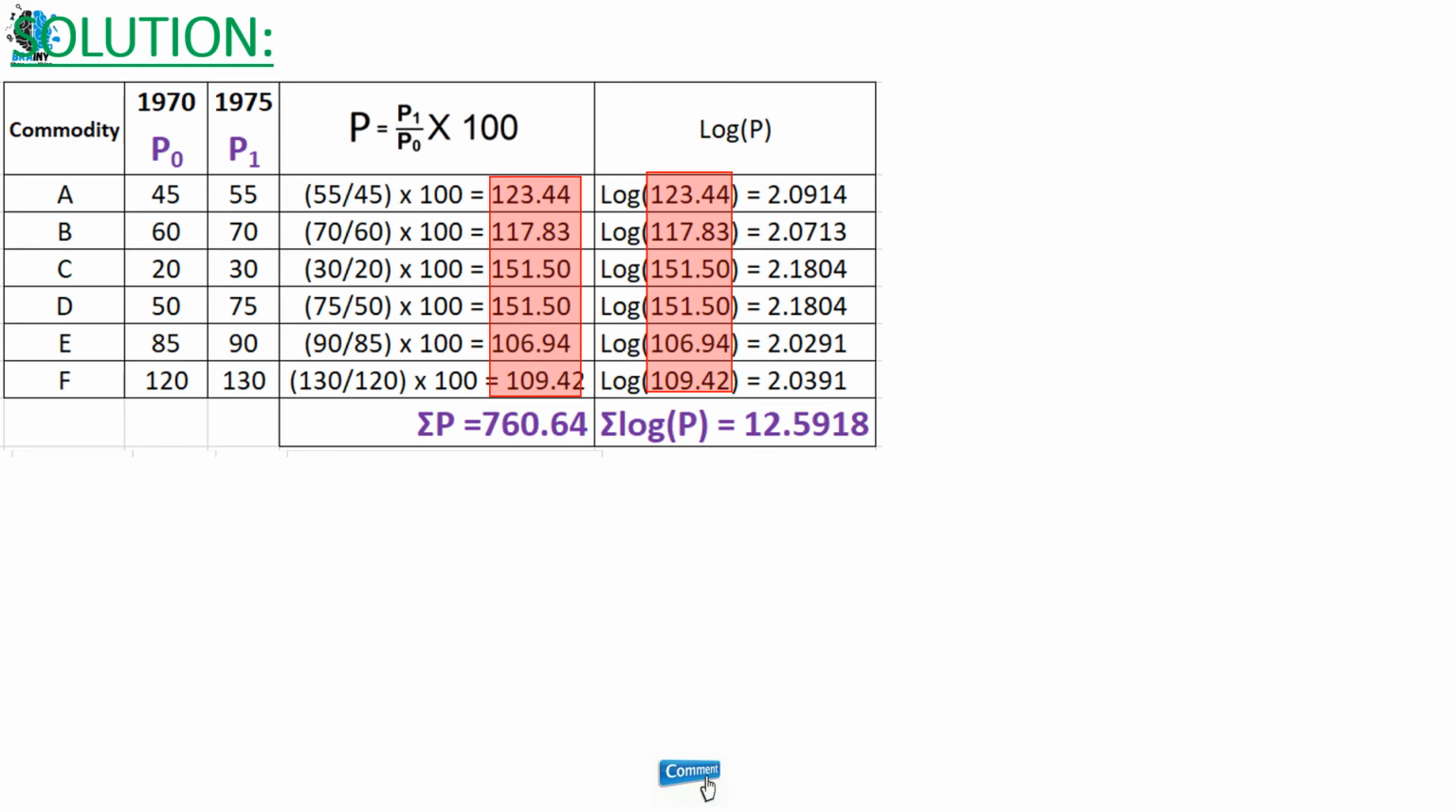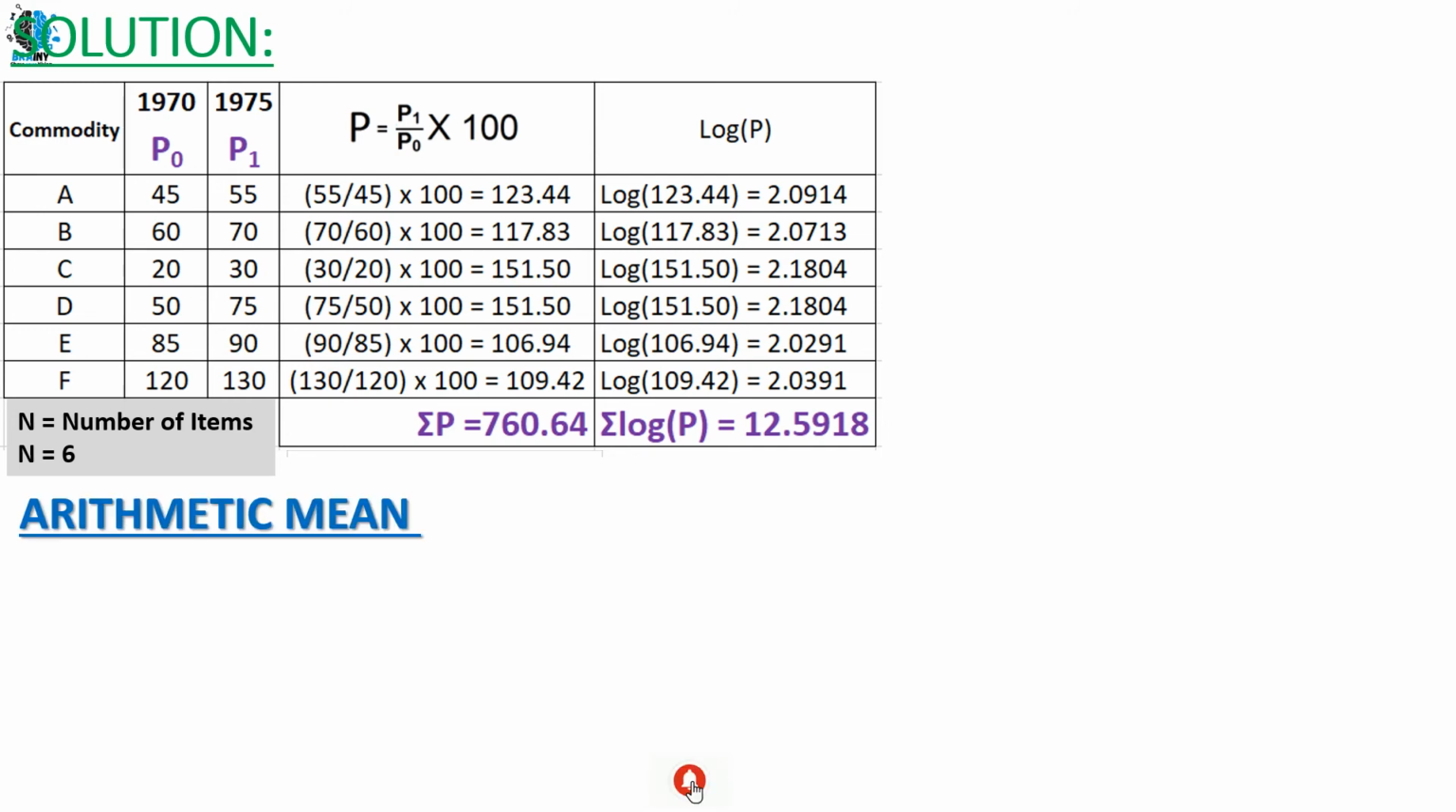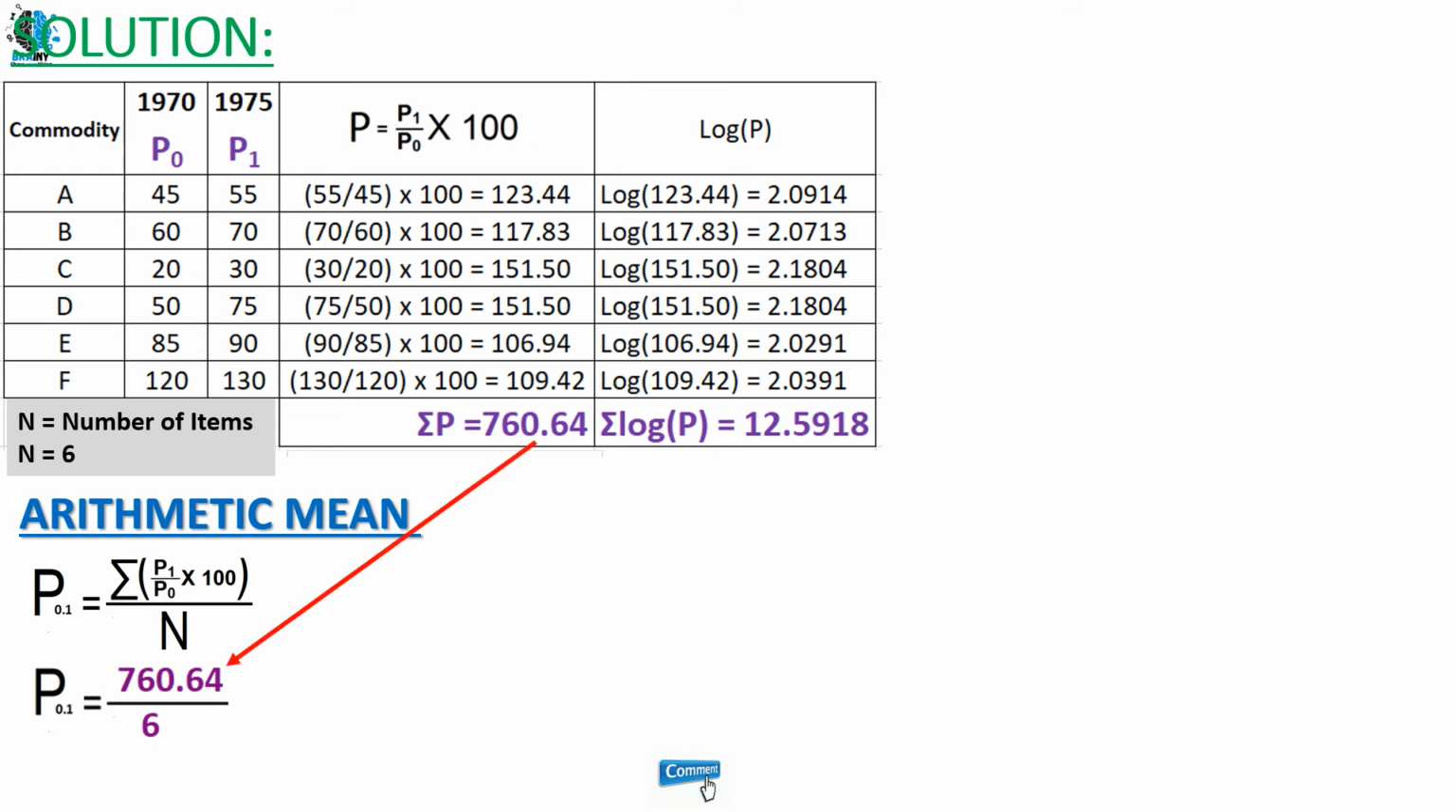Now let's start with our arithmetic mean. How many observations do we have here? The number of items is 6, so the n value will be 6. What is the formula of the arithmetic mean? P01, the price relative of the current year based on the base year, is equal to the summation of price relative divided by n. It means the average of the price relatives. The summation of P1 by P0 into 100 is 760.64, whereas 6 is the number of observations. If I divide these two, I get the price index using arithmetic mean as 126.77.